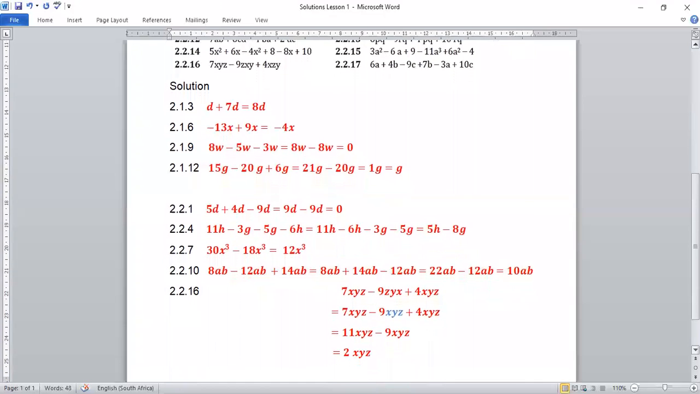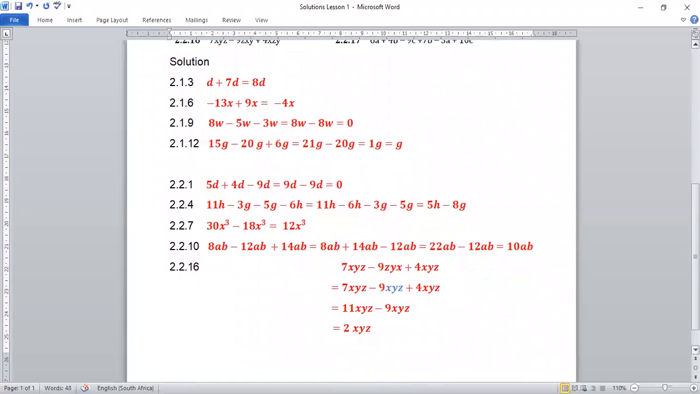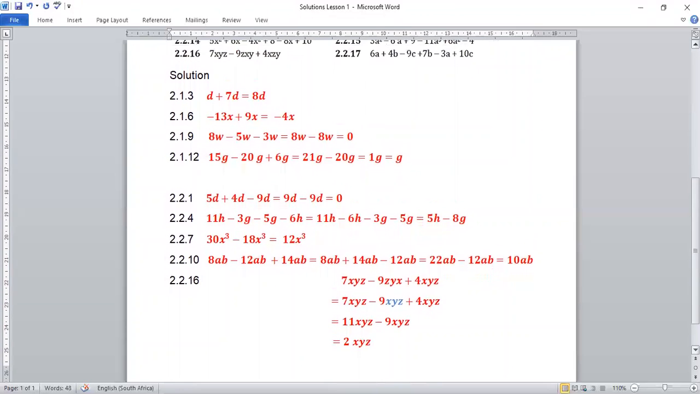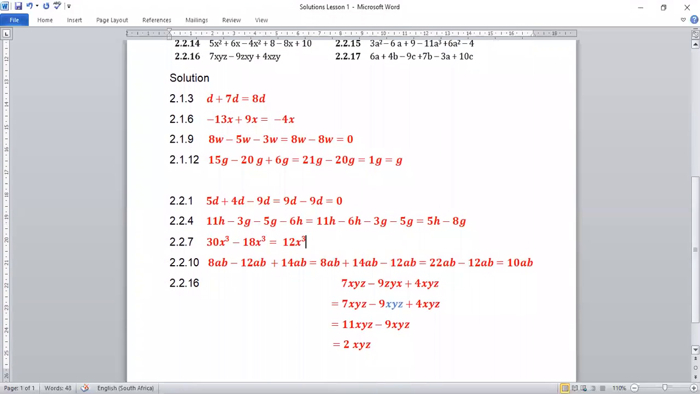And if you then look at question 2.2.16, you will notice that you were given 7xyz subtract 9zxy plus 4xyz. So what you had to figure out here was zxy can be written as xyz.